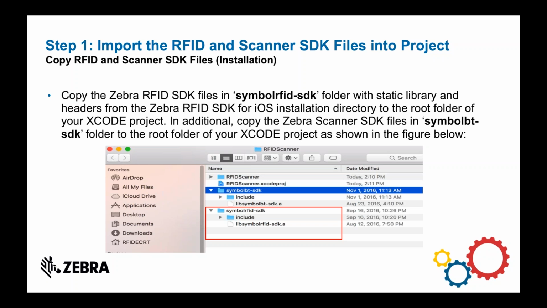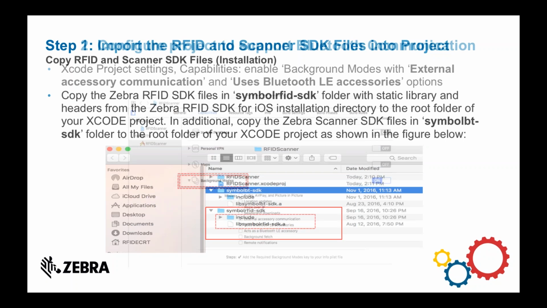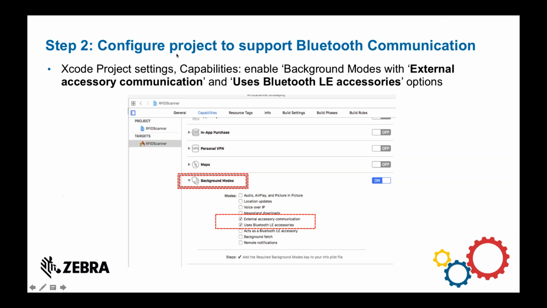Okay, and in slide 41 later, I will show you where to find the SDK installation directory structure. Once you install the RFID and Scanner SDK, I will show you where to find it. Okay, second step, we need a control project to support the Bluetooth communication protocol. So you need to make sure your application supports Bluetooth in background mode and turn on these 2 options. Okay, let's go to the next step.